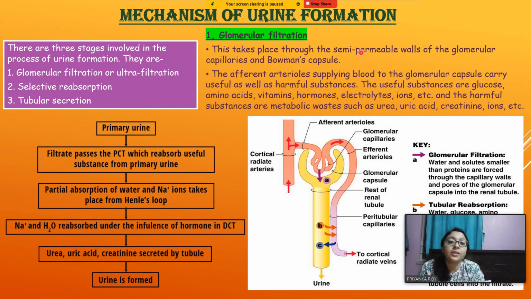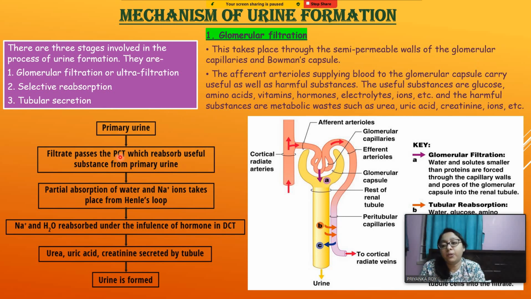It takes place through the semi-permeable walls of the glomerular capillaries and Bowman's capsule. Now the afferent arteriole is supplying blood to the glomerular capsule. The blood contains some useful substances as well as certain harmful substances. The useful substances are glucose, amino acids, vitamins, hormones, electrolytes, ions, etc. And the harmful substances are metabolic wastes such as urea, uric acid, creatinine, etc. So they definitely need to be excreted by the urine.